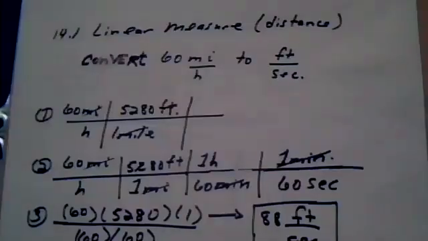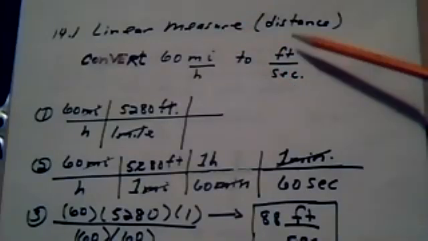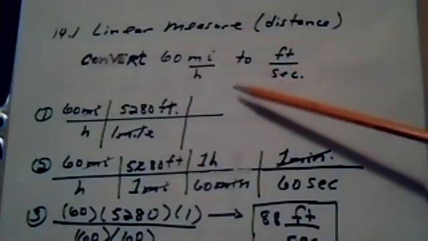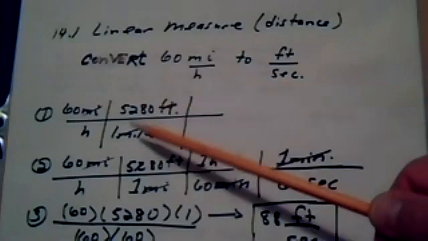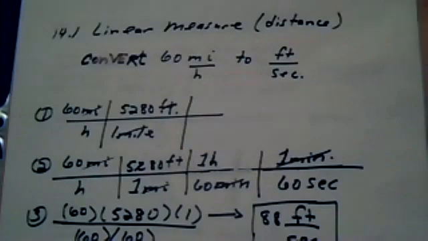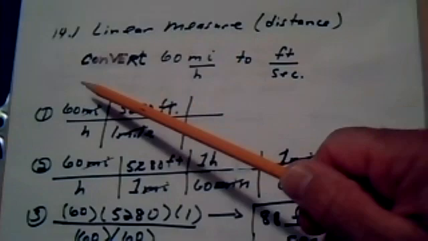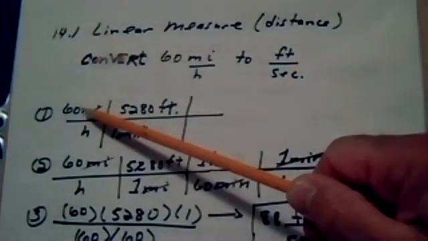Linear measure has to do with distance or length. We would like to convert 60 miles per hour to feet per second. This diagram is called a box diagram. You put the numbers in these little boxes. You put the one that you're converting from, the original, first.